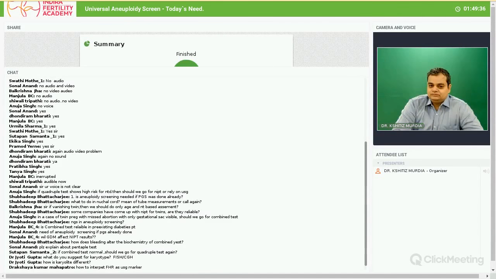Next question is from Dr. Sutapan. If the combined test is normal, should we go for the quadruple test again? Not required, because the combined test is a very good test, having a sensitivity of 95%. Once you have done a better test, there is no way you go back and do a weaker test which is not as good as the combined test. Once you have done a better test, there is no need of doing the test which is less sensitive.